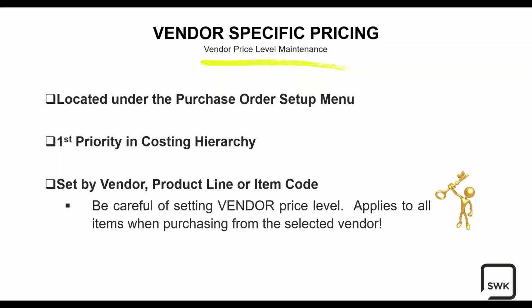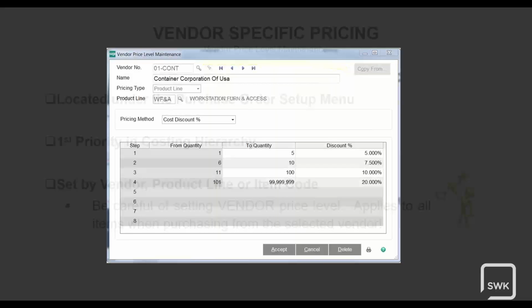And like I said, when you're setting that up, be careful of that vendor price level. If you set up a price level for the vendor with no other identification specified, it's going to apply that price to every item that you order from that vendor. And I'm going to show you how that looks a little later as well.